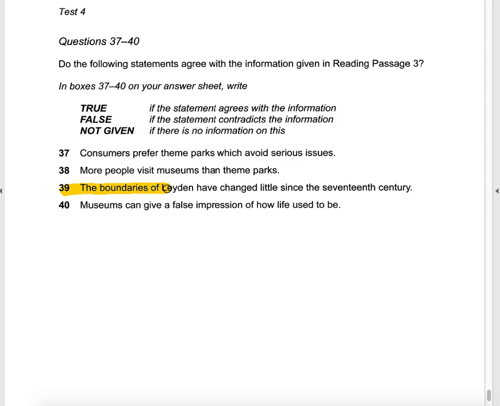The boundaries of Leiden have changed little since the 17th century. Leiden is a place, must be maybe a museum or something. The boundaries means the borders, the area, the complete area. And 40, museums can give a false impression, false idea of how life used to be. I think that's true. Sometimes we can guess before we start.